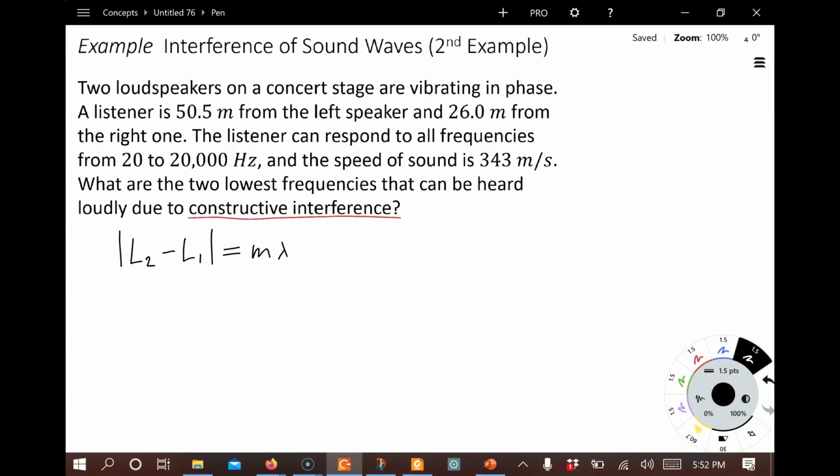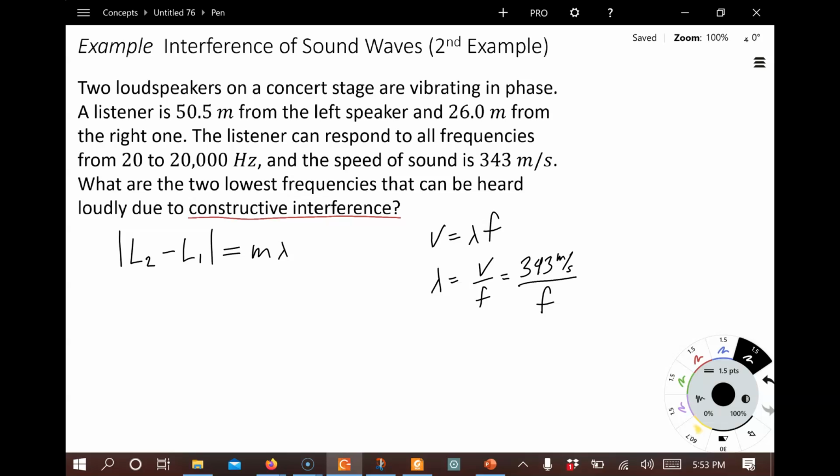Well, again, we can relate frequency to wavelength. And so the fundamental equation, the speed is equal to the wavelength times the frequency. The wavelength that we solve for is going to be equal to v divided by f. And in this problem, we know what v is. So we've got 343 meters per second, the speed of sound, divided by the frequency. And we can plug all these things into our equation now.